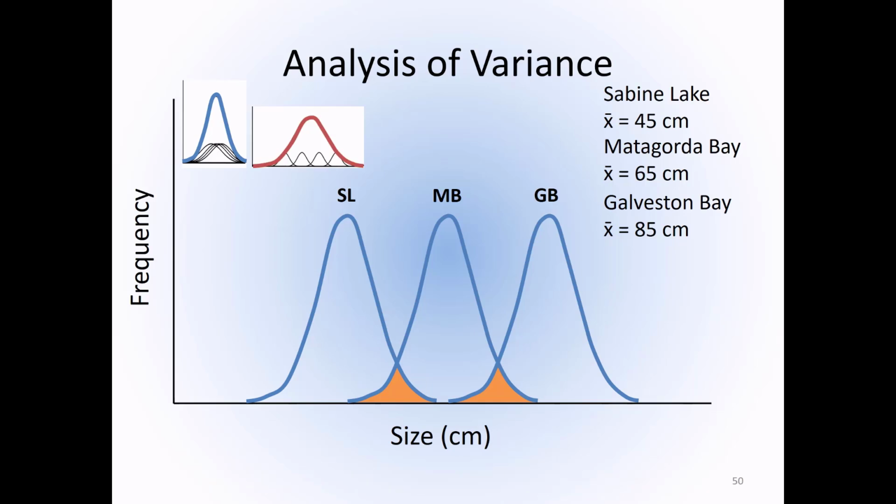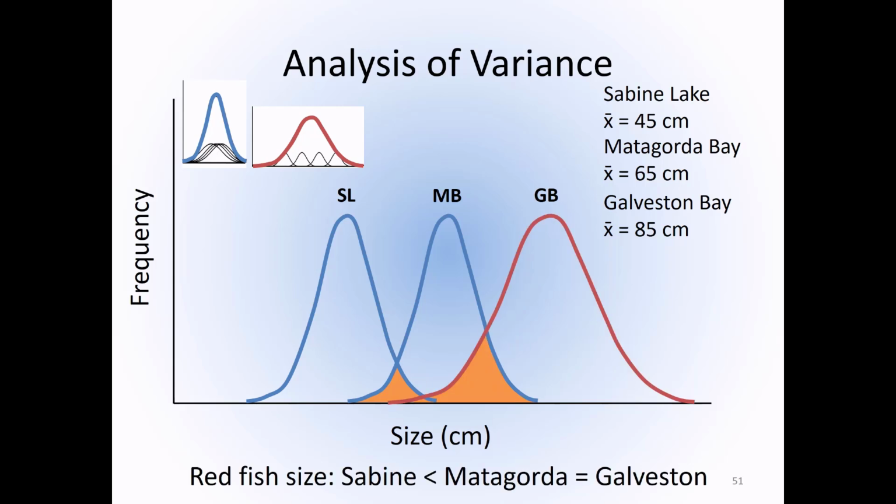Oftentimes we get quite a bit of variability in our respective samples. And let's say that there's quite a bit of variability in the fish that we sampled in Galveston Bay. Well, then the overlap between Galveston Bay and Matagorda Bay is going to start increasing. And this in turn might lead us to be unable to discern the difference in the sizes of fish between Matagorda Bay and Galveston Bay based on our statistical tests. And so we can tell that Sabine Lake is smaller than the other two, but we can't really tell that Galveston and Matagorda Bay are different.